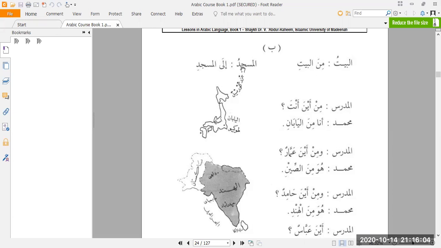Al masjidu, the masjid. Ilal masjidi. Ila means to. So min means from, ila means to, towards, and so on. Now, one thing like we did with fi al bayti, you won't say fil bayti with the pull; that pull is gone. So you won't say ila al masjidi with the pull, even though the word is ila. The pull disappears when you join. So ila al masjidi, to the masjid. Min al bayti ila al masjidi, from the house to the masjid.